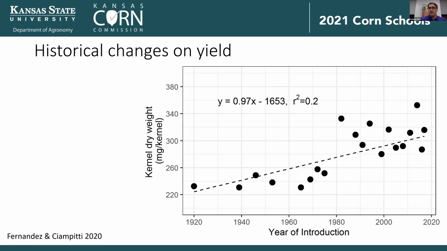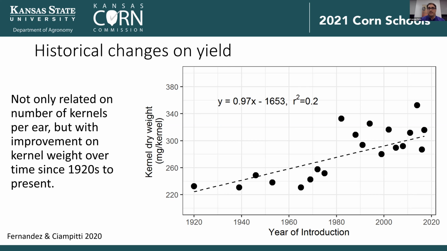If you look over time, we have a study looking at hybrids from even the 1920s, the year of release, all the way to new modern hybrids. You see a positive trend on kernel weight, which is telling us that we are not only improving that tolerance to plant density, but that tolerance to density is coming together with kernel number improvement and also with kernel weight. So we are maintaining the weight of those kernels, and in some cases, as you see on this trend, at equal densities, we are more or less improving kernel weight over time. In terms of yield improvement for corn, these are excellent and very positive news.